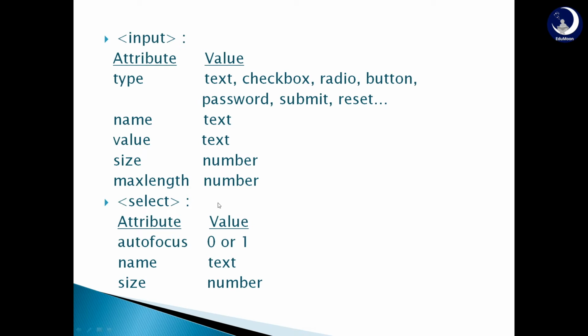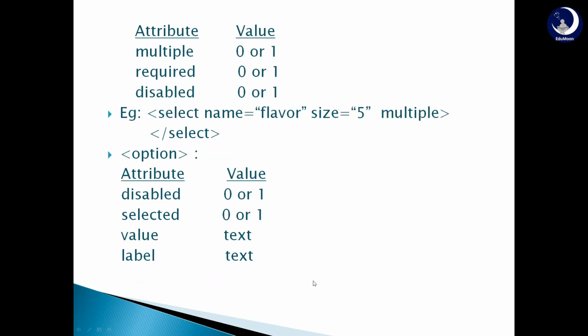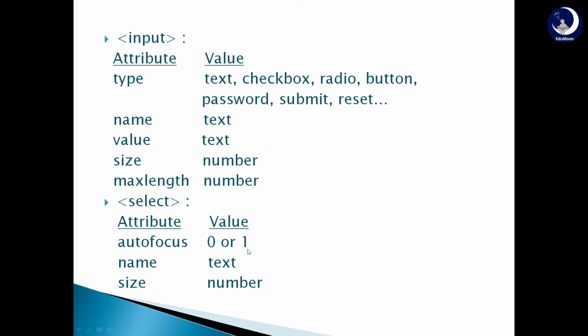Select tag. It is used to create a drop-down list. Drop-down list cannot be created by input tag. Select tag has attributes: autofocus, name, size, multiple, required, disabled. Autofocus. When it is set to 1, then when the form is loaded, the first focus is set to the drop-down list we have created using this particular select tag.